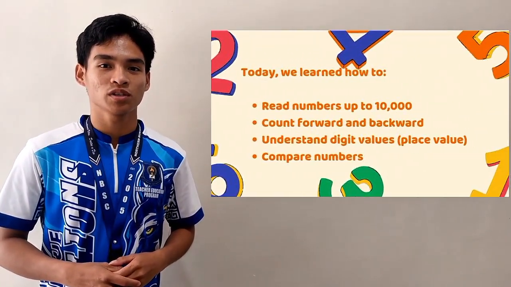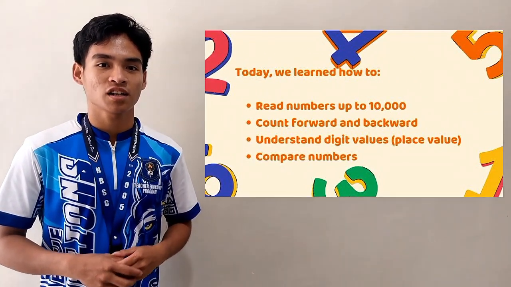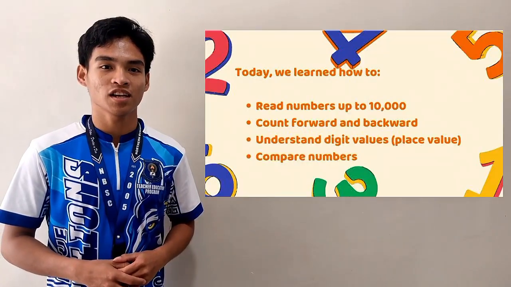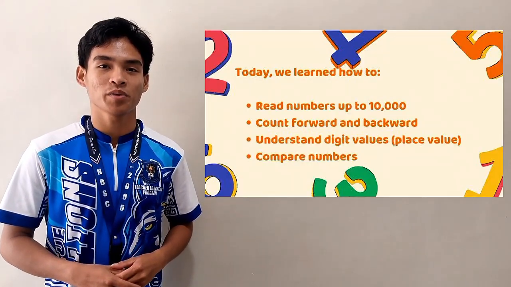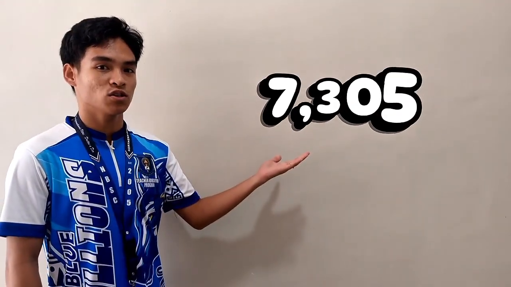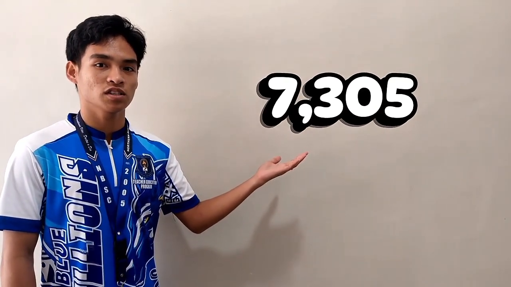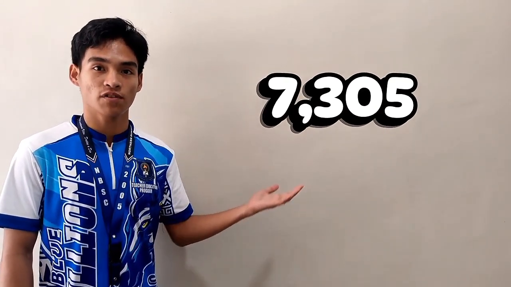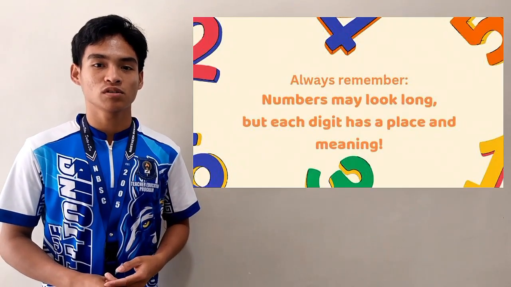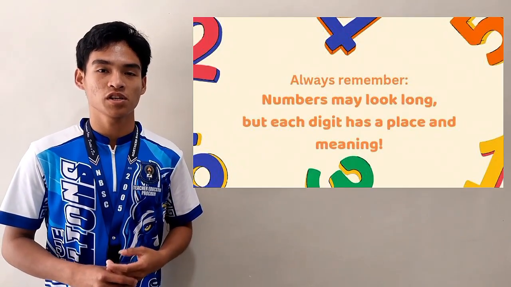Today, we learned how to read numbers up to 10,000, count forward and backward, understand digit values, and compare numbers. If you see the number 7,305, what is the value of the digit 7? That's right, it is 7,000. Always remember, numbers may look long, but each digit has a place and meaning.